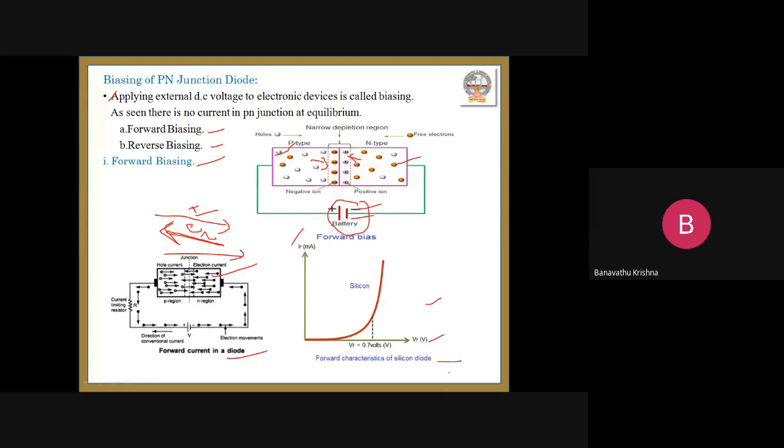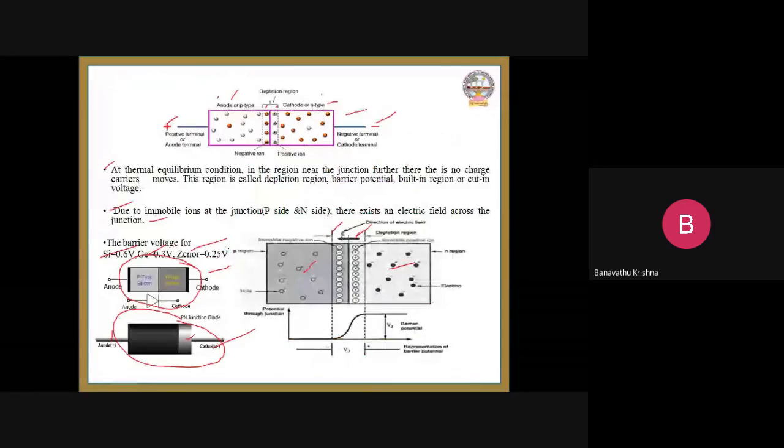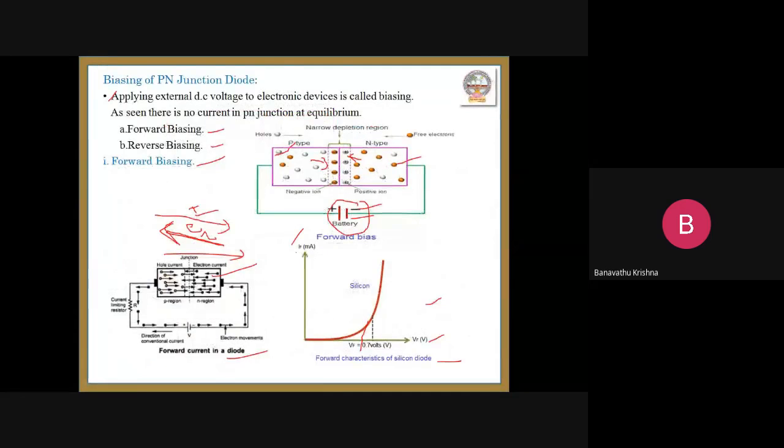Up to 0.6 volts, the current is 0. Why? Because, as I told you in the previous slide, the silicon cut-in voltage is 0.6 volts. Up to this level, whatever external DC voltage we apply is not exceeding this level. Only when the applied DC voltage exceeds this level do we expect there to be a current. Only then is the current generated.